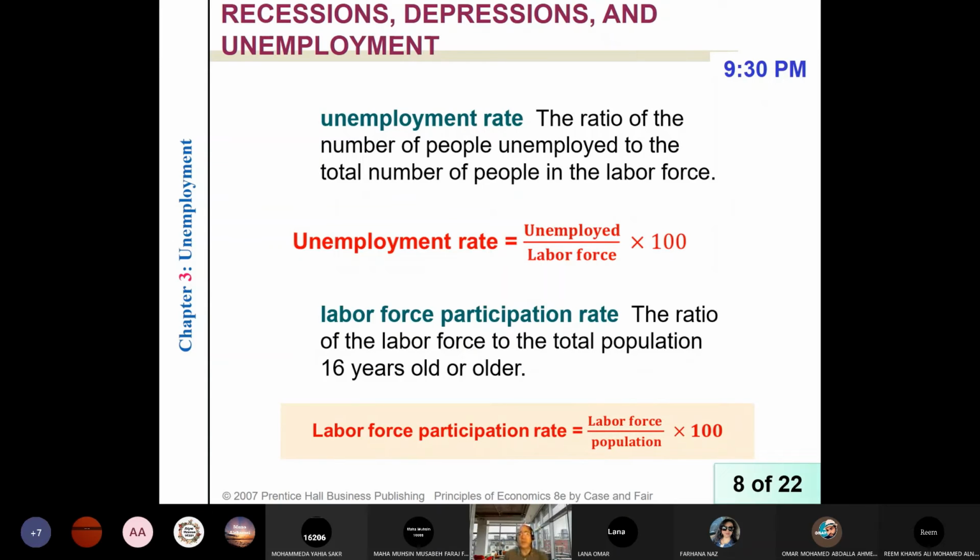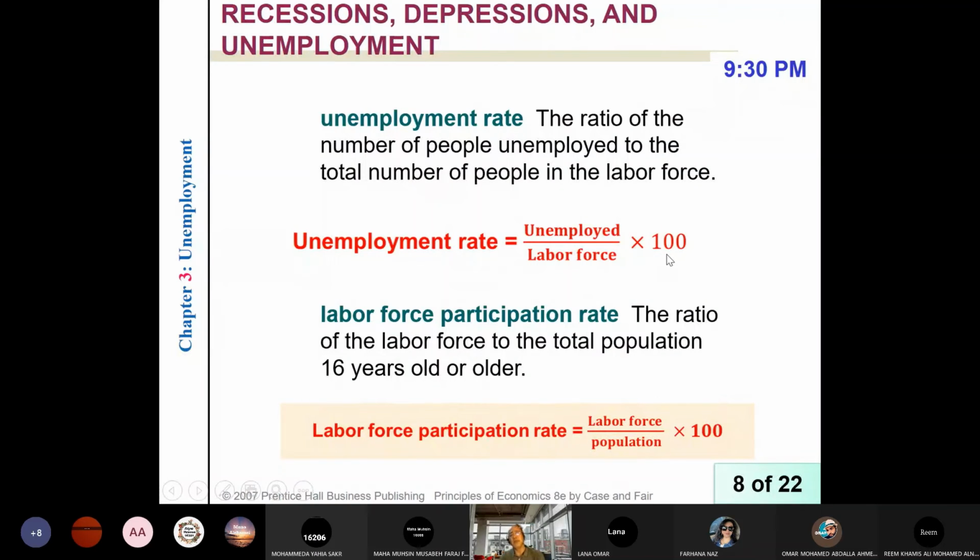Let's go to Reem Khamis. Yes, doctor. Unemployment, yes, the ratio of the number of people employed to the total number of people in the labor force. Okay, so what is unemployment rate? A part of labor force that is unemployed. So a percentage of unemployed to labor force as a percentage.